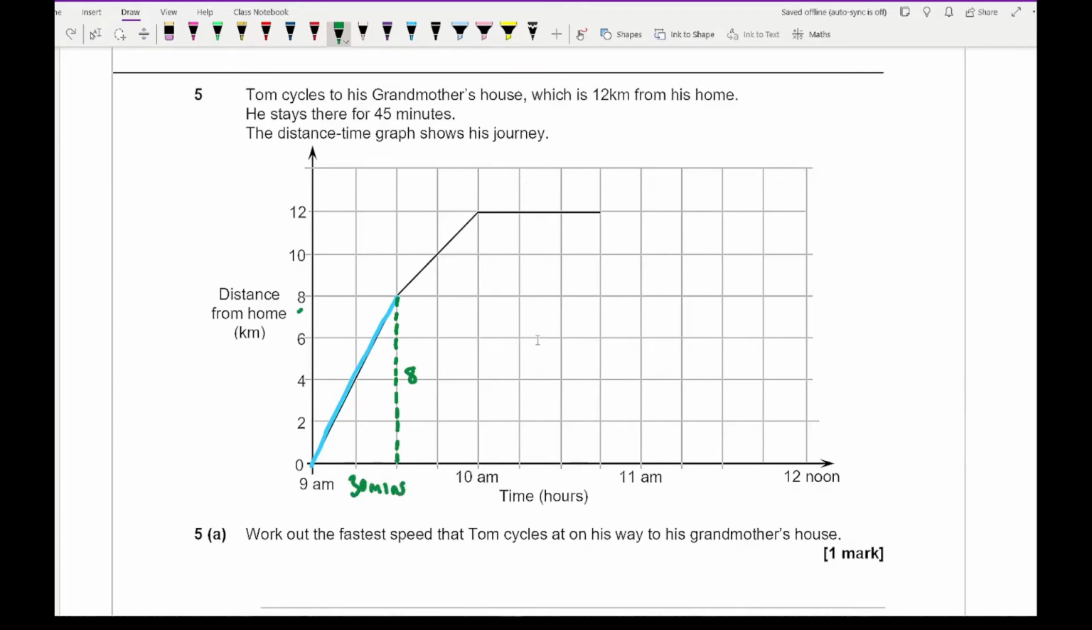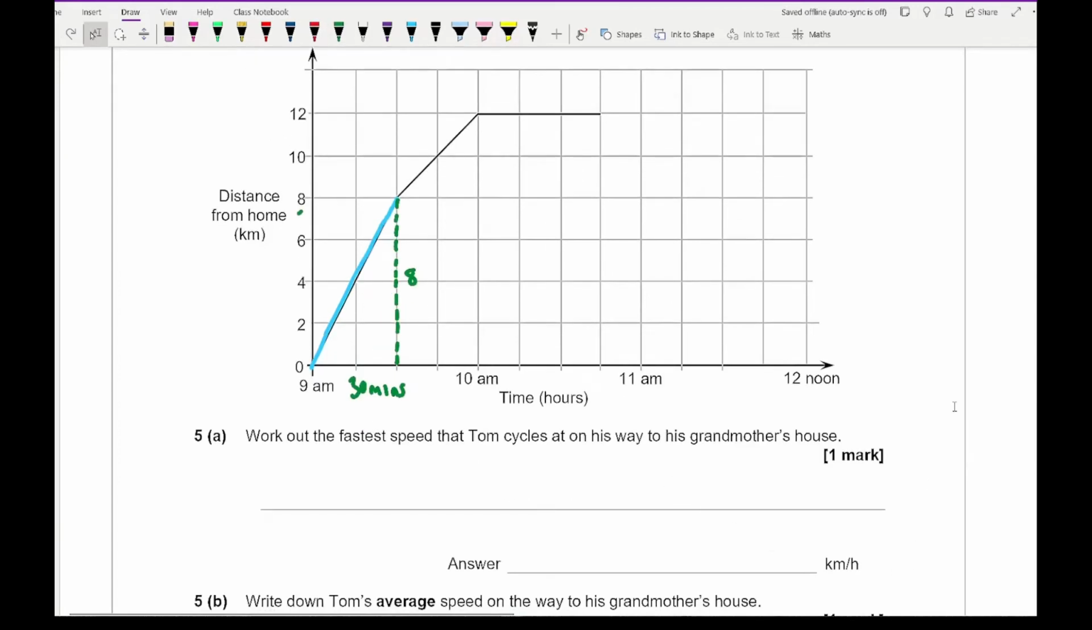So let's just have a look at what units they want. So they want kilometers per hour. So I've got 8 kilometers, and I just need to make sure that my time is in hours. So it's going to be half an hour, which is 0.5 hours. And that works out to be 16 kilometers per hour.